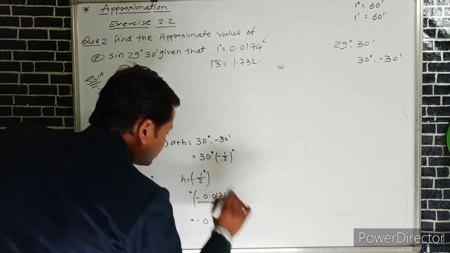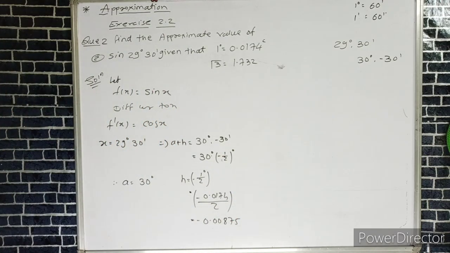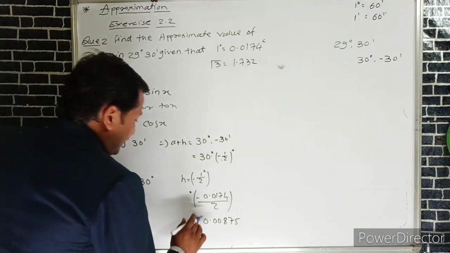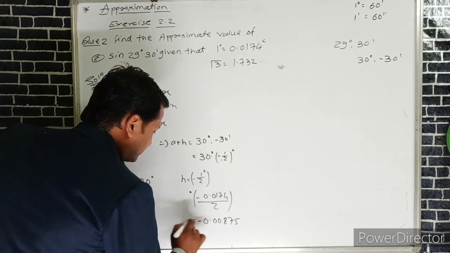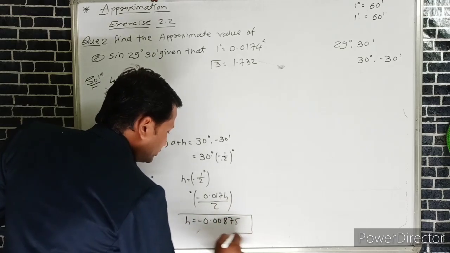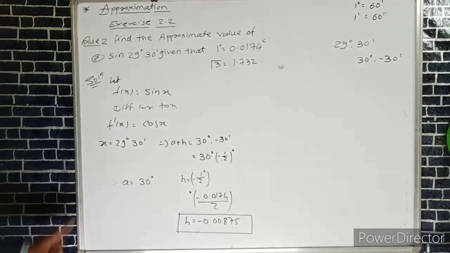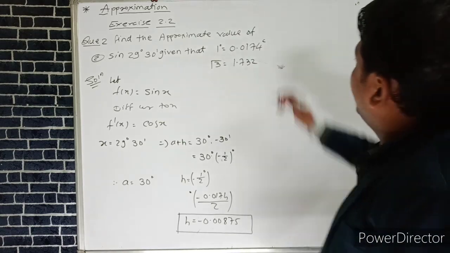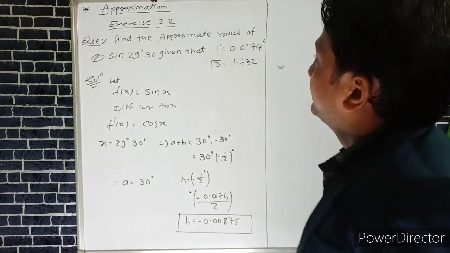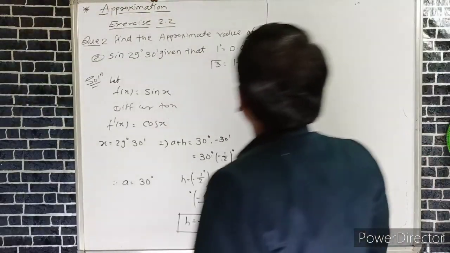So here the exact value of h is minus 0.00875, and a is 30 degree. Now we have to find the approximate value of sine of 29 degree 30 minutes.